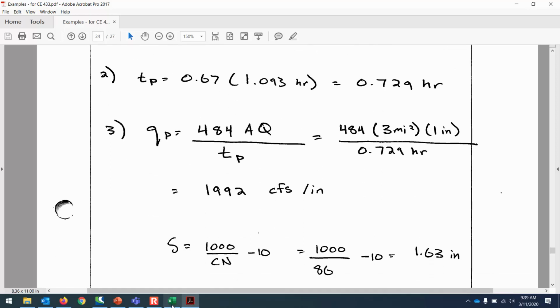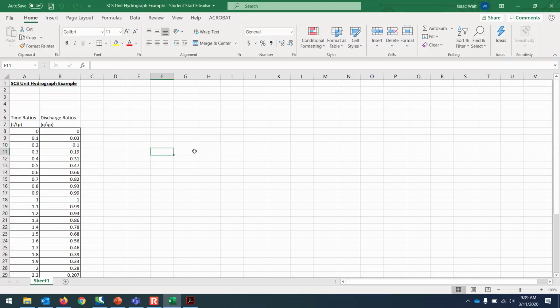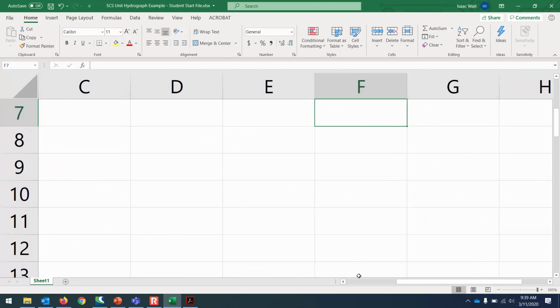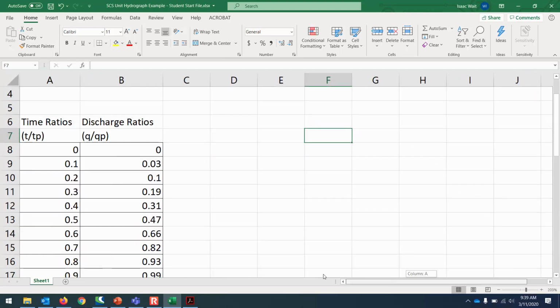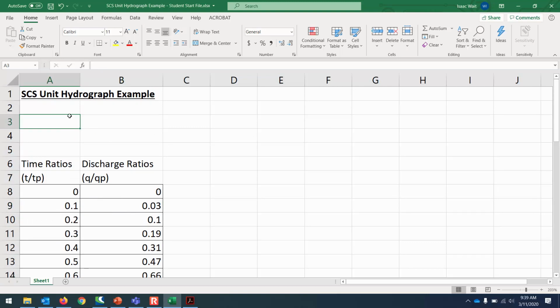Okay, so now what we do is we switch over to this template file here. The givens in this file are the time to peak and the Q peak. So we want to establish, first of all, the T sub P, and this is going to be in hours, and then the Q sub P, not in hours, in CFS per inch of rainfall excess.